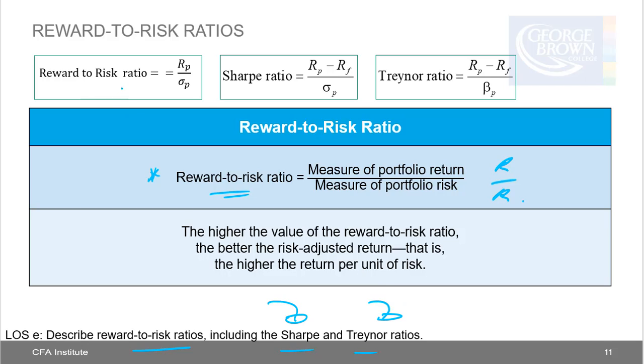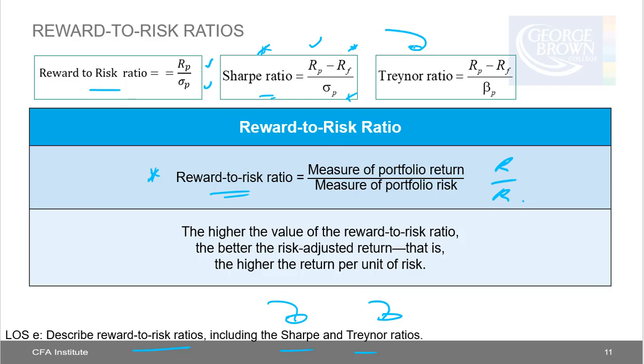And so I'm just starting this LOS with all three ratios on the same slide. You can see they're very similar in a lot of cases. So the reward to risk ratio, return of the portfolio divided by the standard deviation of the portfolio. The Sharpe ratio, we still have the return to the portfolio in the numerator and the standard deviation of the portfolio in the denominator, but we're simply subtracting the risk-free rate. So in the numerator, it's the return of the portfolio minus the risk-free rate divided by the standard deviation of the portfolio, and that's how we get the Sharpe ratio.